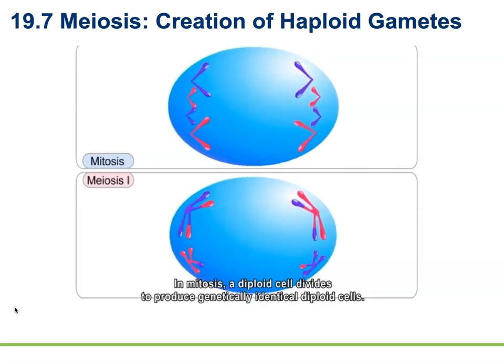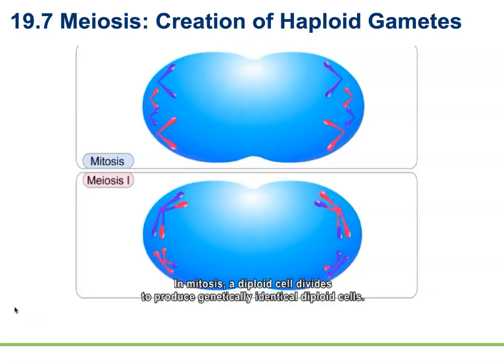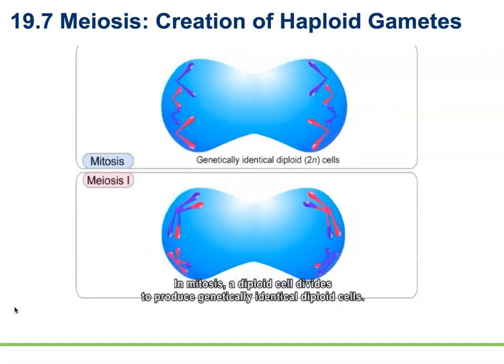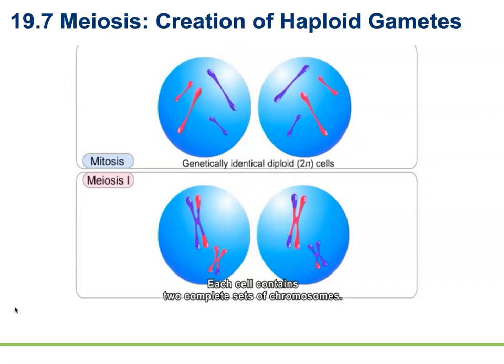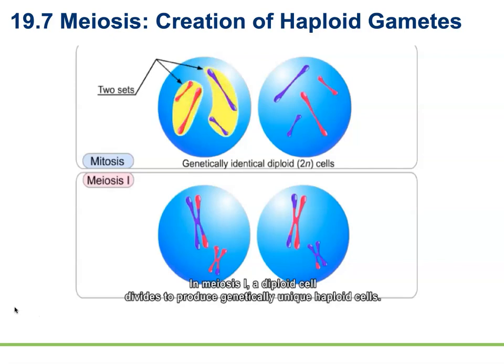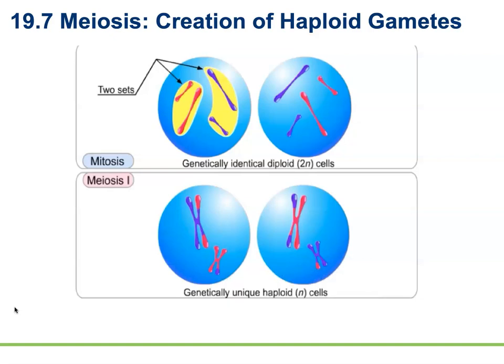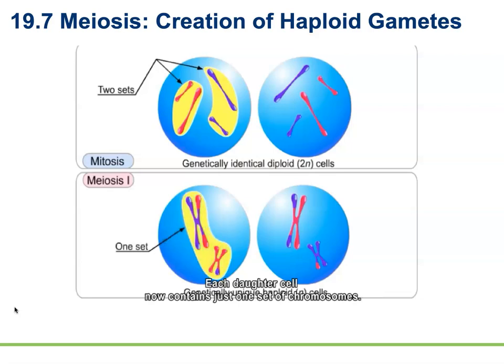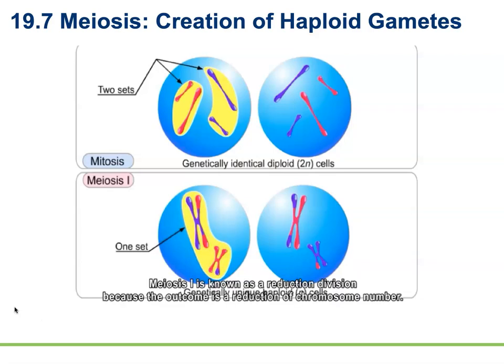In mitosis, a diploid cell divides to produce genetically identical diploid cells. Each cell contains two complete sets of chromosomes. In meiosis I, a diploid cell divides to produce genetically unique haploid cells. Each daughter cell now contains just one set of chromosomes. Meiosis I is known as a reduction division because the outcome is a reduction of chromosome number.